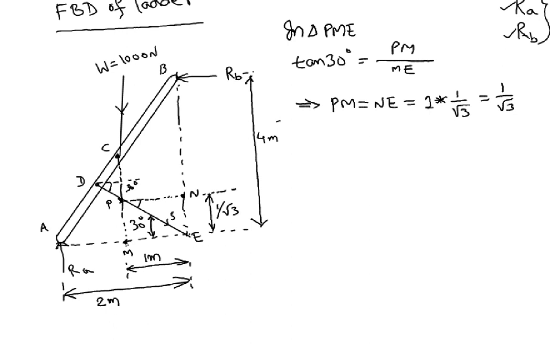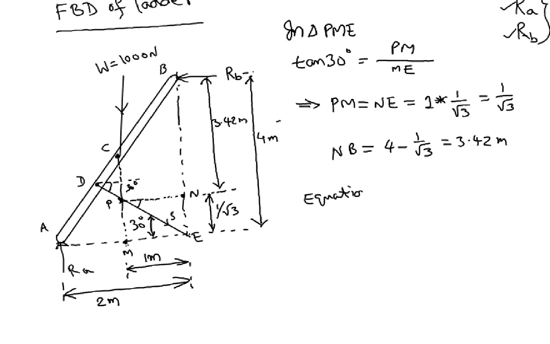Okay, the vertical distance NB we can very quickly find. NB is 4 minus 1 over square root of 3, that is 3.42 meters. So this distance is 3.42 meters. Having seen all this, we'll try to write equations of equilibrium for this ladder.